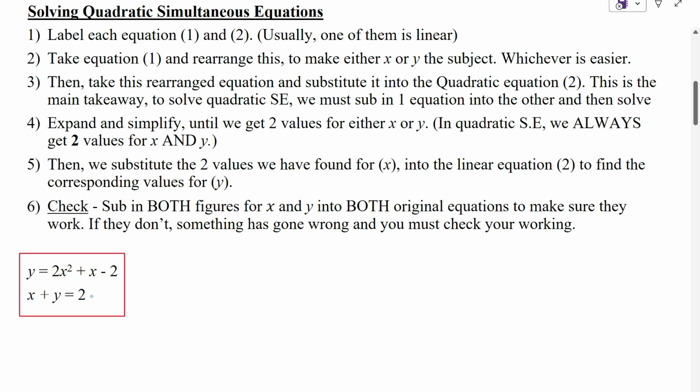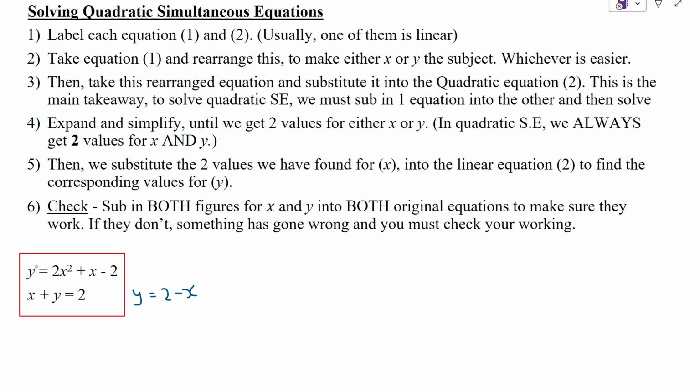Okay, so to do that, for the linear equation, we need to rearrange it to make either x or y the subject, whatever is easier. And then we substitute that into this quadratic equation. So I'm going to change this equation here from x plus y equals 2 to make y the subject. So y equals 2 minus x. Okay, so now we've got two equations. y equals 2x squared plus x minus 2 and y equals 2 minus x. So they both equal y.